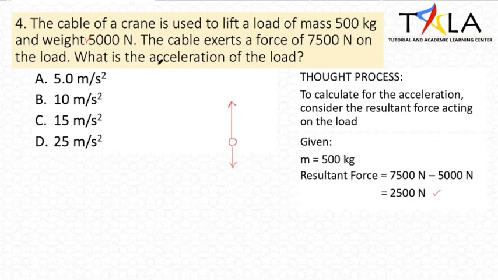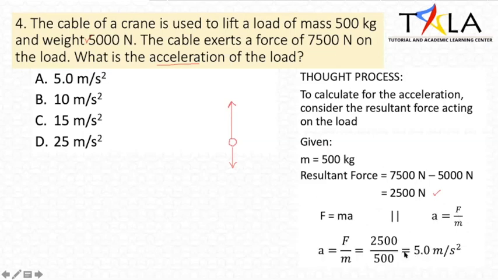Alright? But the question here is, what is the acceleration of the load? Now, to solve this, what formula are we going to use? Divide by 500. Let's see. Alright, so from the original equation, we have force is equal to mass times the acceleration. Solving for a, or the acceleration, we will have force divided by the mass. Alright? Clear tayo dito sa number 4?